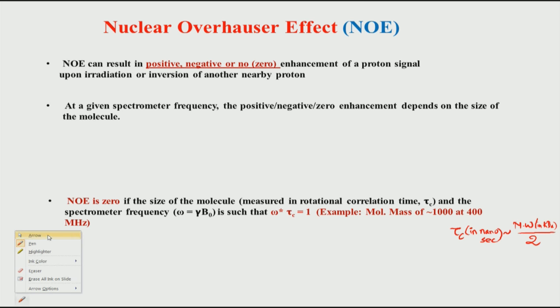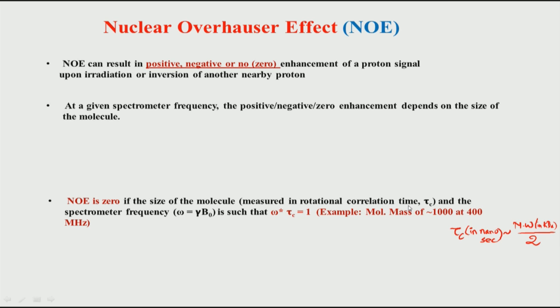Let us look at this formula more carefully. This is a rough estimation of tau c, with the molecular weight in kilodaltons. So, for example, if you take a molecule which is 1000, that is equal to 1 kilodalton, 1 kD. So, 1 will come here. 1 divided by 2 is 0.5. So, the tau c of that molecule will be 0.5 nanoseconds.